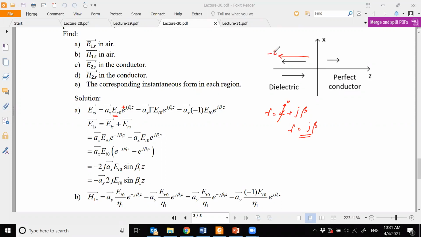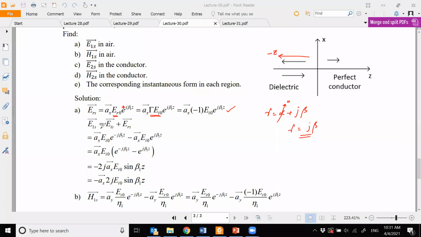This is the -z direction, therefore plus. Now ER0 is what? Gamma EI0. I'm replacing it with the reflection coefficient times the incident field amplitude. And what is the reflection coefficient? Just now we calculated the reflection coefficient for this case. It is -1. Got it? So this is my reflected field expression.